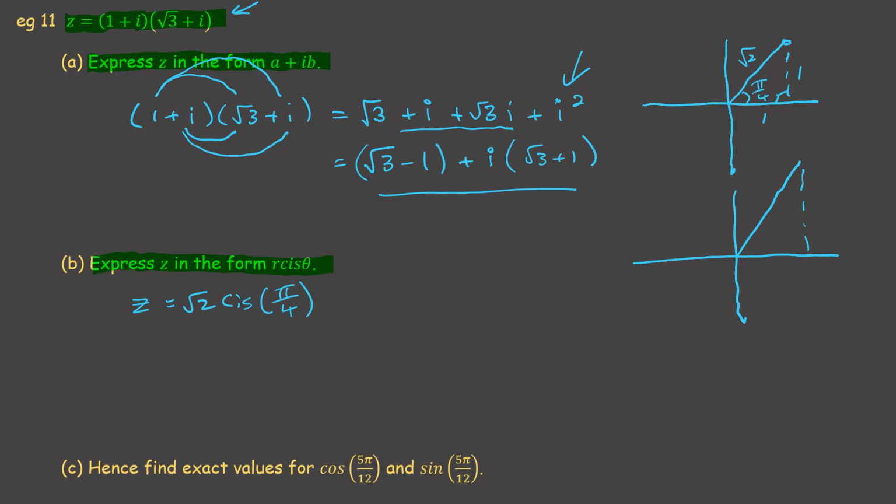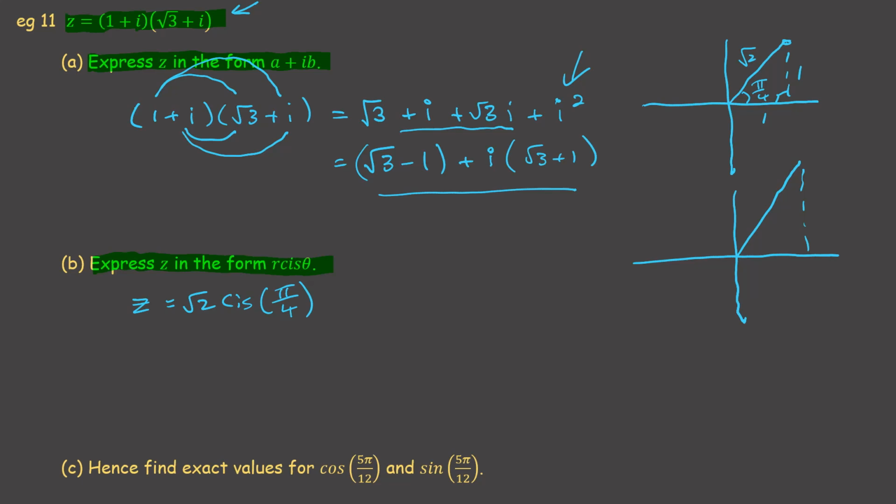And that gives me 2√2 cis, and I need to do π/4 + π/6. So that's 3π/12 + 2π/12. So 5π/12.